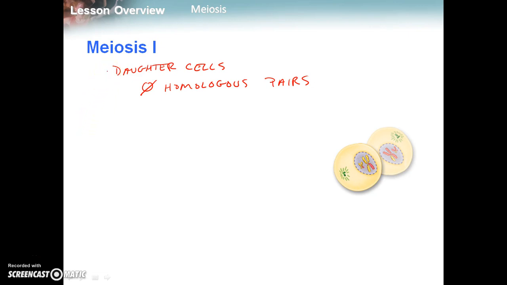So the 2 cells being produced in meiosis 1 have different sets of chromosomes, different sets of what we call alleles. And alleles are types of genes that are different from one another, and from the diploid cell that entered meiosis 1. So this creates these different amounts of alleles, these different chromosome sets. Gives us more genetic diversity.